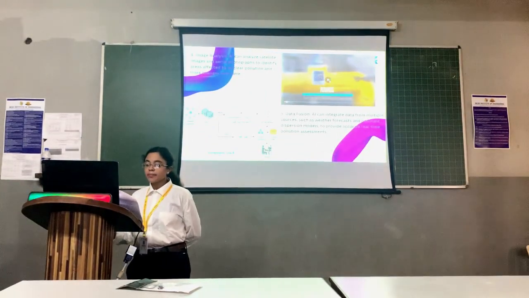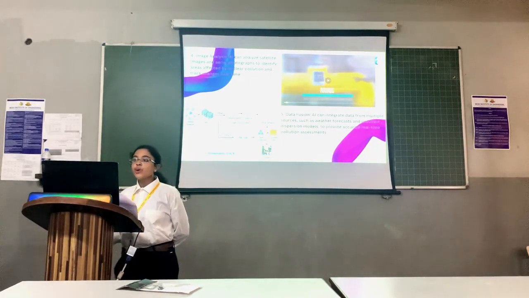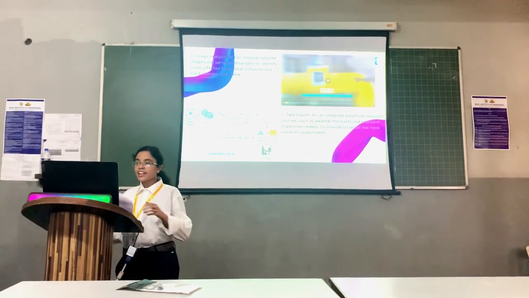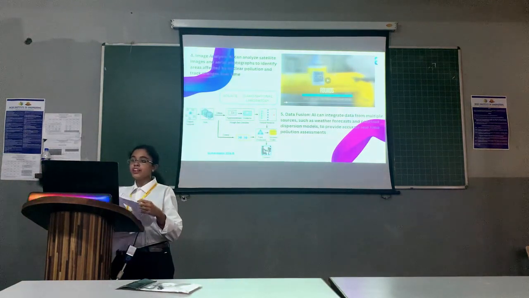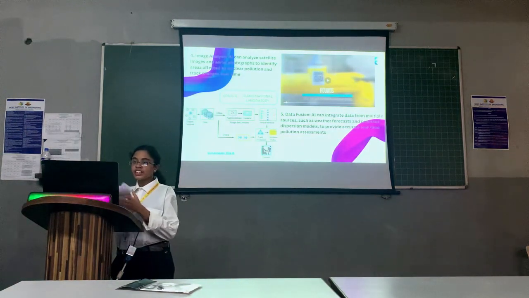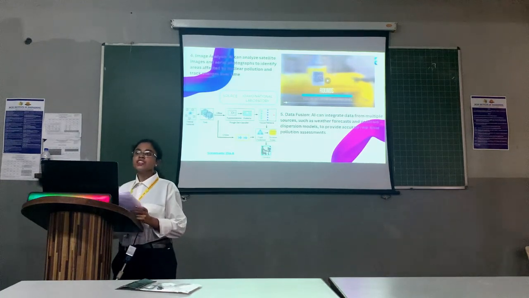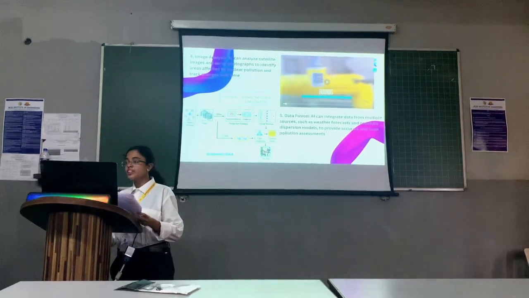Next, coming to image analysis. So AI can analyze satellite images and aerial photographs to identify areas affected by nuclear pollution and track changes over time. Now we should see a short video on image analysis.